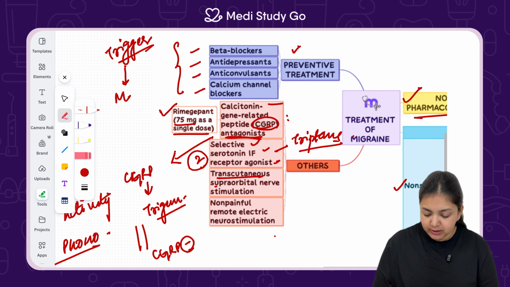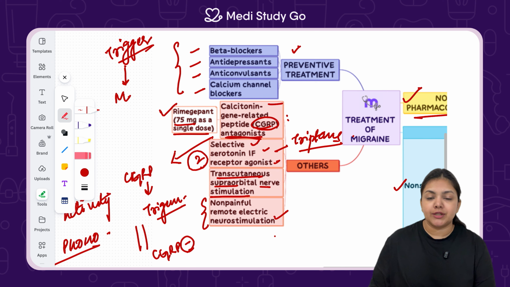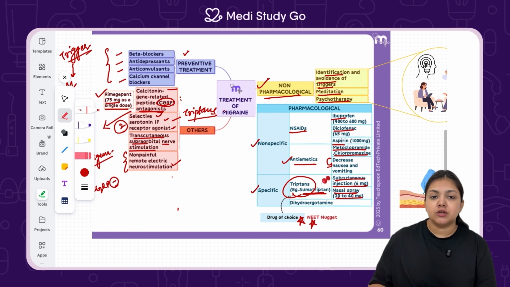Then you can use transcutaneous supraorbital nerve stimulation because stimulating that in turn stimulates the trigeminal nerve and numbs it down for some time, thereby decreasing its activity. And the last option over here is non-painful remote electric neurostimulation, wherein a farther area is stimulated electrically but in a non-painful manner so that the trigeminal nerve's excitation can be decreased and overall the attack of migraine can be subsided and the migraine pain can be reduced. So this is how you can manage migraine using preventive, non-pharmacologic, pharmacologic, and some specific agents for the curing of migraine.